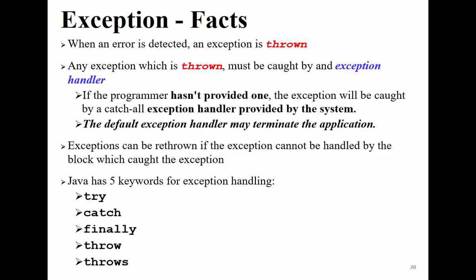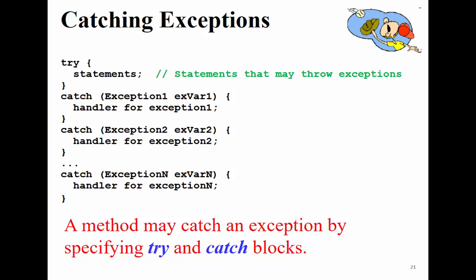Now, there are 5 keywords that always come with exception handling: try, catch, finally, throw, throws. So all these 5 keywords are related to exceptions. You try some statements, you catch an exception. Then once the exception handler is finished, you go to finally, which is always executed. Then if you want to throw the exception again, you use throw or throws.